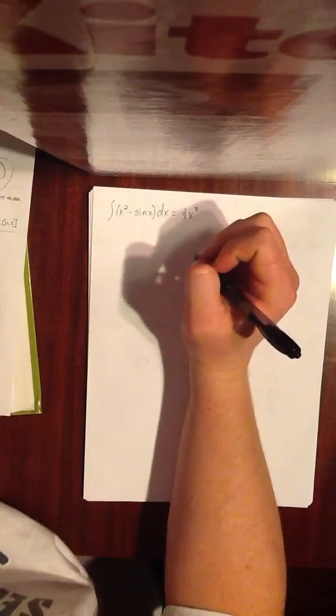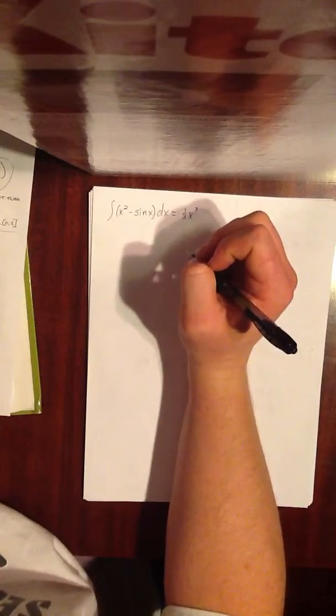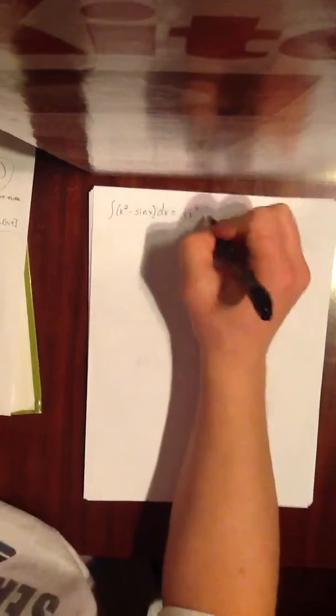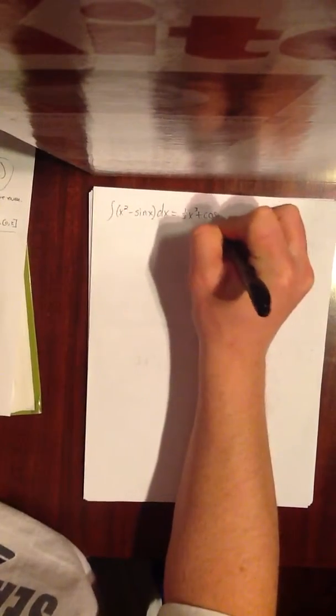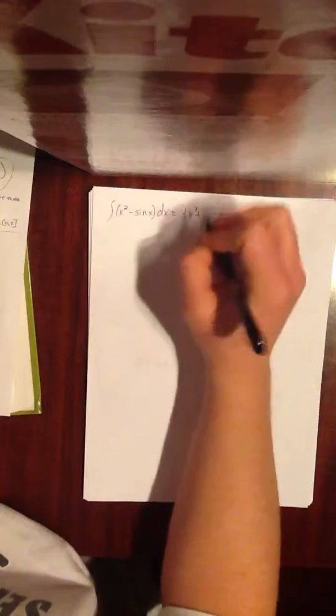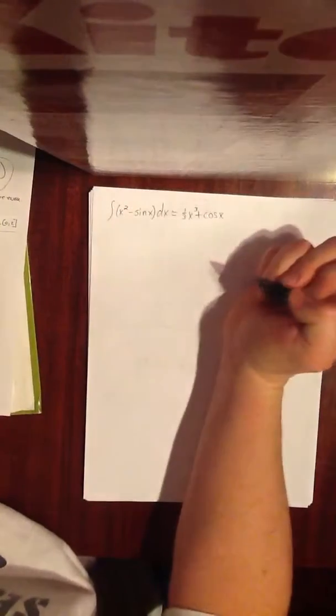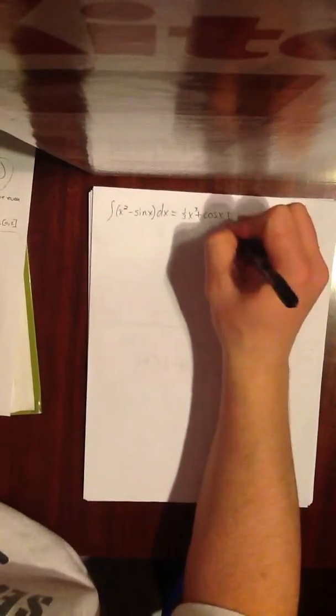Antiderivative of sine of x, let's see. Derivative of cosine is negative sine, perfect. Plus cos of x, right? Derivative of that's negative sine of x, derivative of that's x squared. Add the plus c, and we are done.